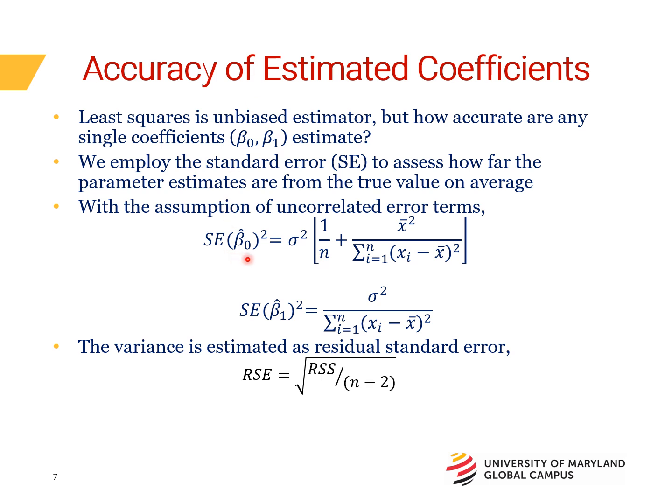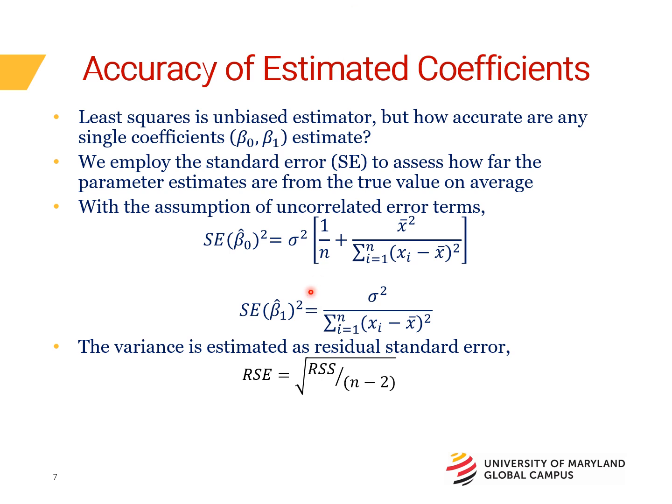So the standard error of the intercept is the population variance times 1 over n plus the sample mean squared over the sum of the squared differences between x and the sample mean. Okay. And the standard error for the slope is expressed here as the population variance over the sum of the squared differences between the x values and the sample mean.